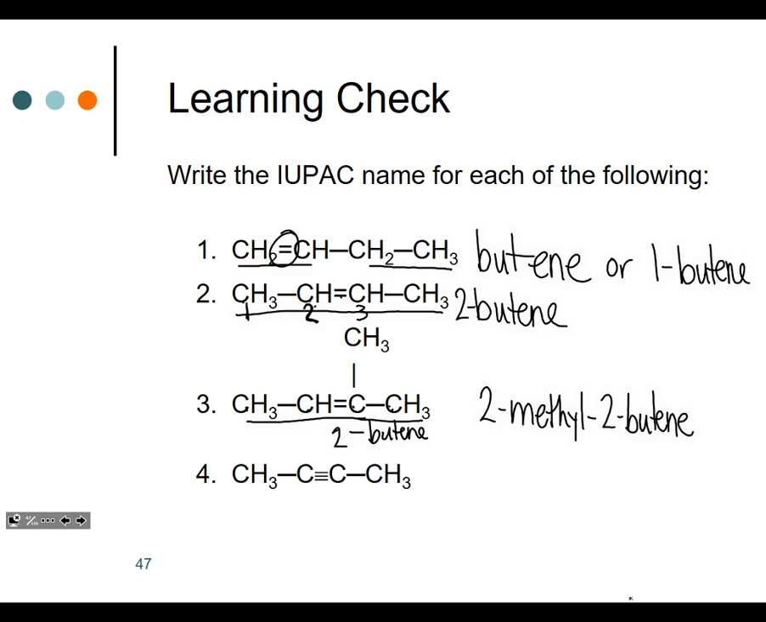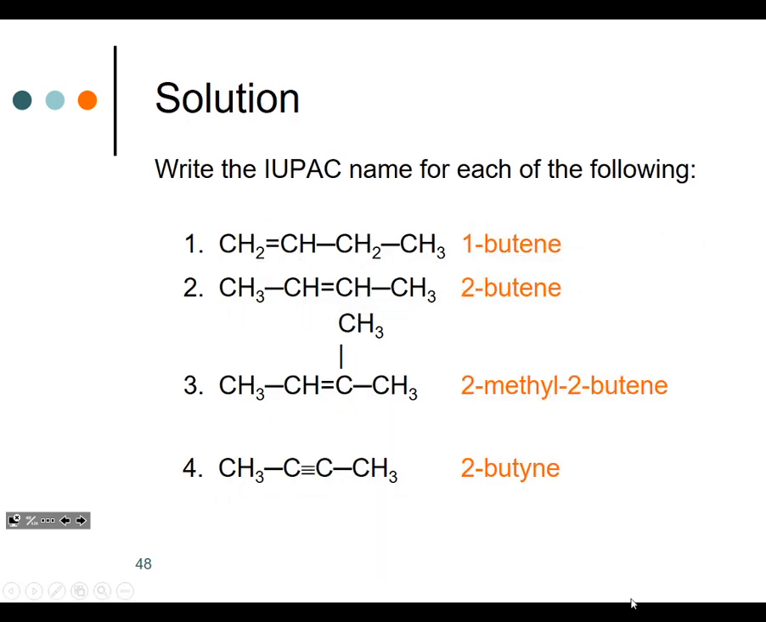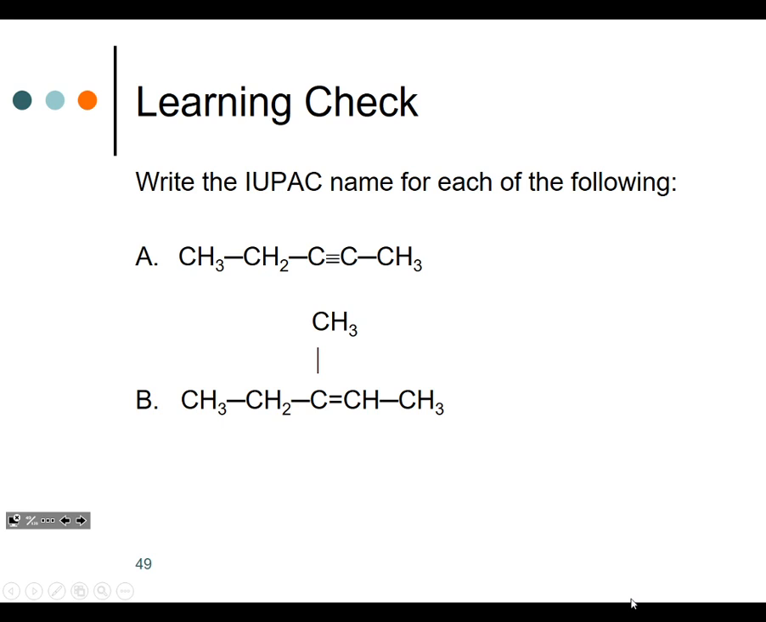All right, now here is 1, 2, 3, 4. It's 4 again, but look, there's a triple bond. So it is butyne this time. You still need to tell me where that is, and it doesn't matter which way you count. You could go 1, 2, or you could go 1, 2. Either way, it's after that second carbon. So it is 2-butyne. And there are the answers.